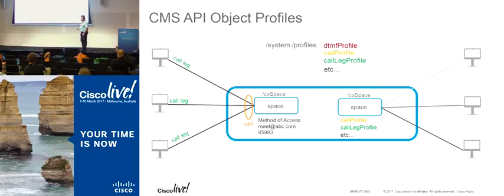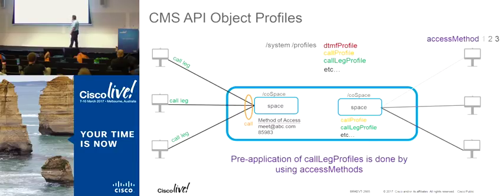The way we do that is through access methods. Access methods enable us to have a pre-application of our profiles, our call leg profiles, to the space by access method. So for example, access method number 1 enables us to dial host@abc.com, so he has a different URI, he dials a different PIN number, and that applies call leg profile number 1. So that's for our host to dial in.